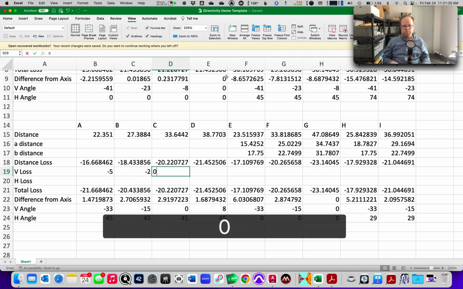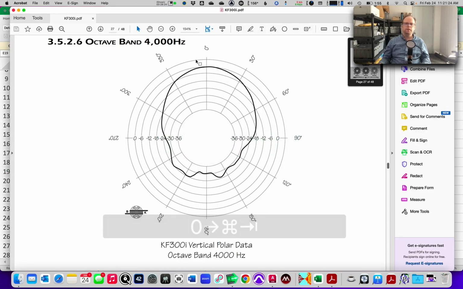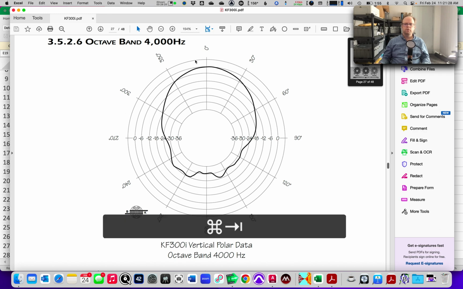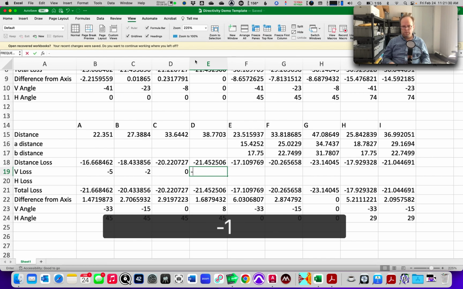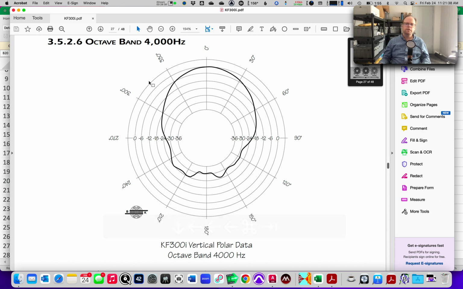D is 0, so that'll be 0 vertical. Over here, I want to go to the other side because now I'm 8 on this side, which, again, maybe we've done 1 dB, so minus 1. Now, the horizontal loss here is 45 degrees, which is about here, which is the 6 dB down point, okay?